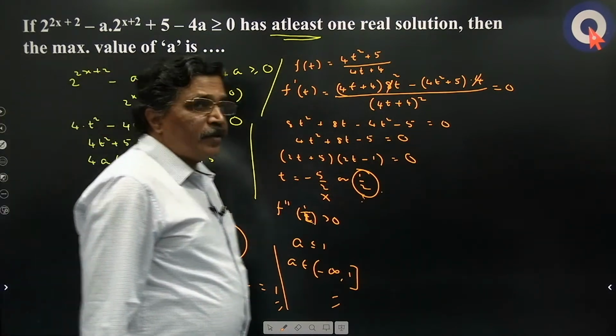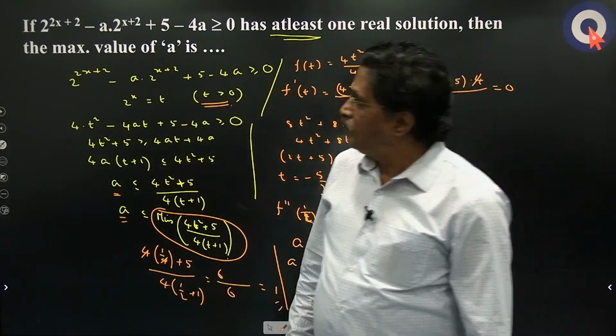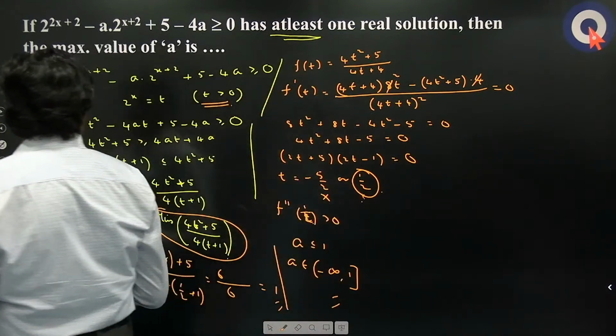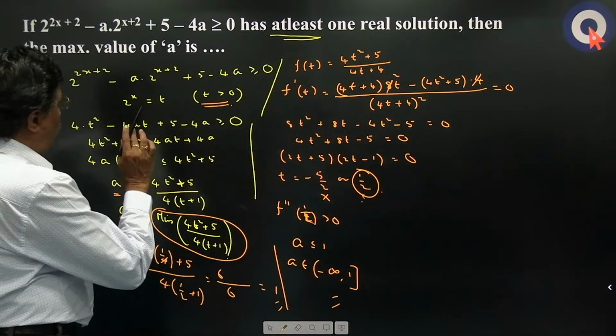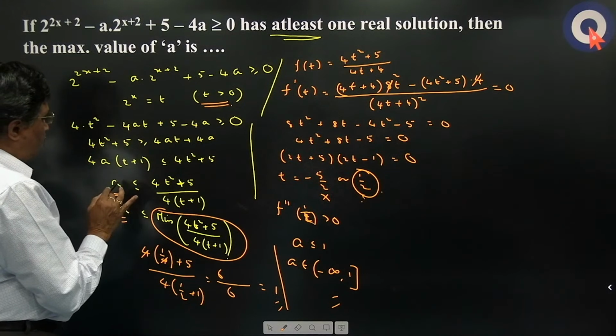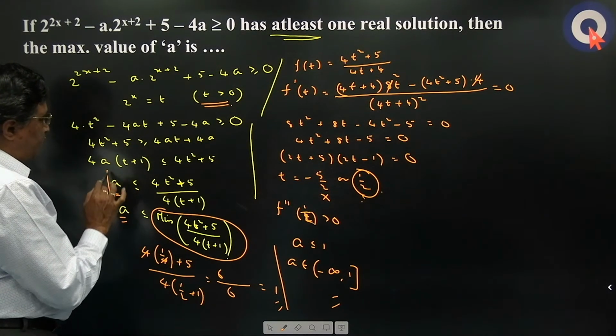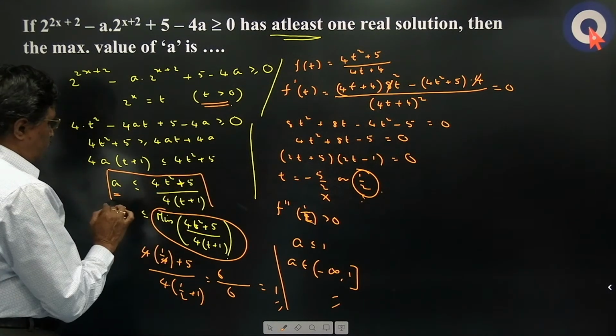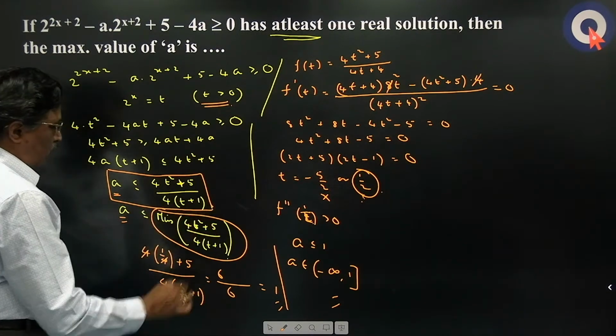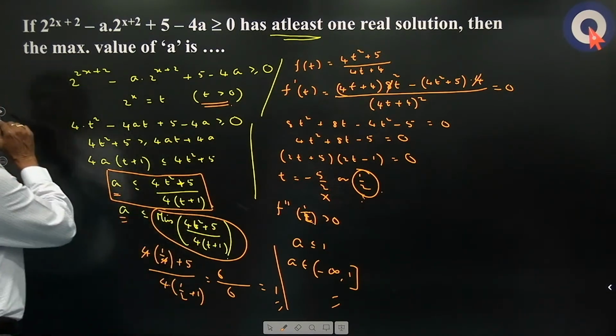So let us go ahead and see the next problem. Here the most important thing is to write this inequality. This inequality is paving the path for getting the solution. So let us see the next one.